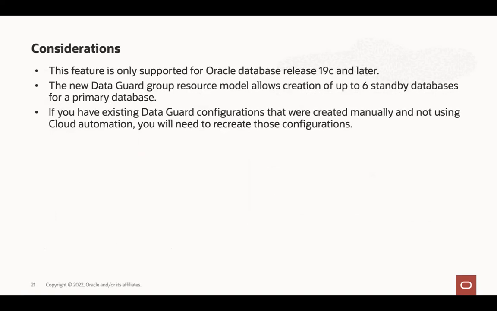Okay. And then we can go through some of the considerations here. This feature is only supported for Oracle Database 19c and later. As you mentioned, the new resource model allows creation of up to 6 standby databases. And the last bullet is that if they have a Data Guard config that was created manually, then they need to recreate those configurations using the cloud automation tools, which is similar to the experience right now.